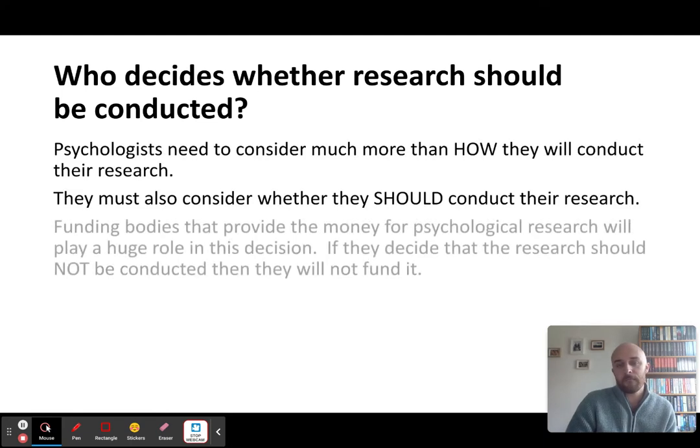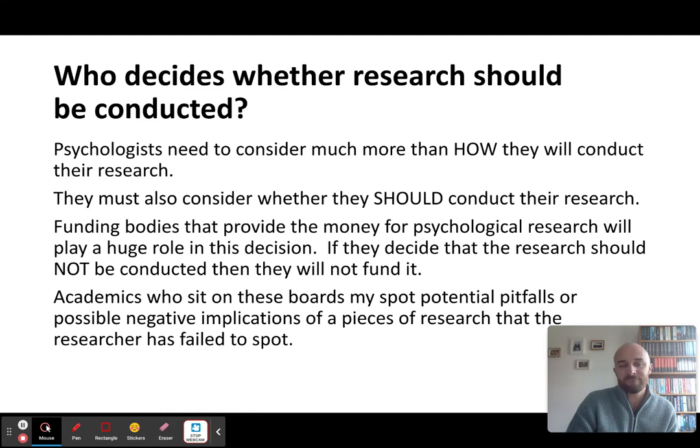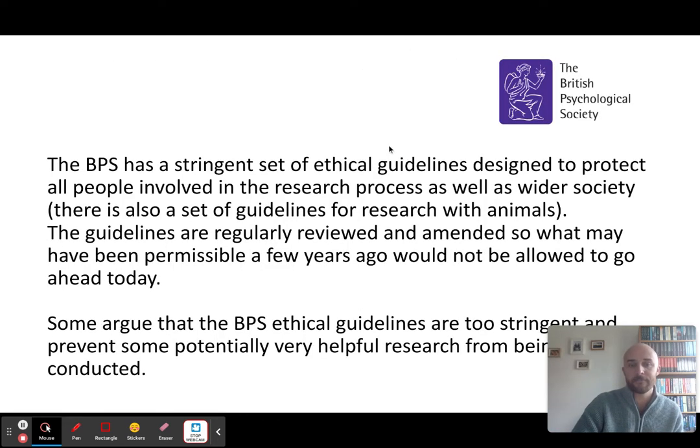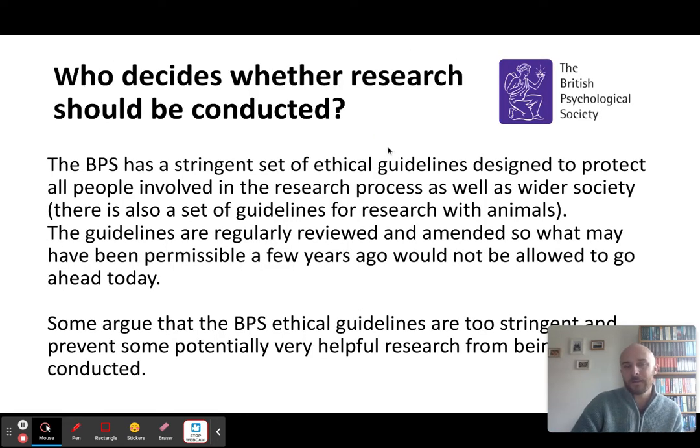Now, yeah, that's pretty straightforward, to be honest. Academics who sit on these ethical boards may spot potential pitfalls or negative implications. So if you are putting your piece of research through, and it's quite sensitive, you would hope that the ethical boards would actually collapse it.